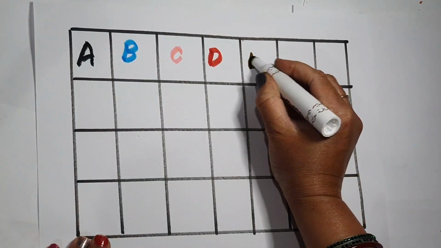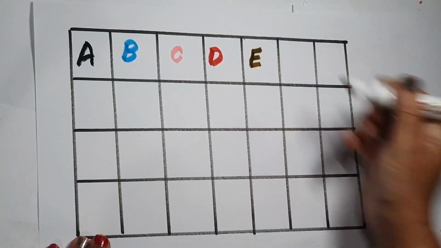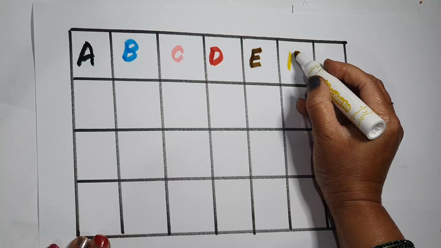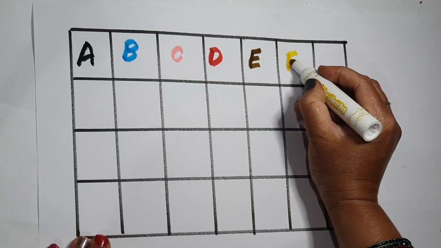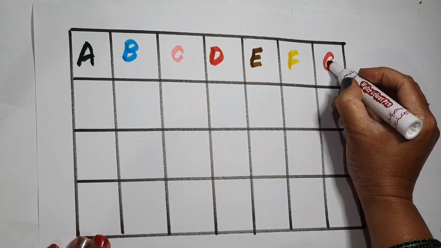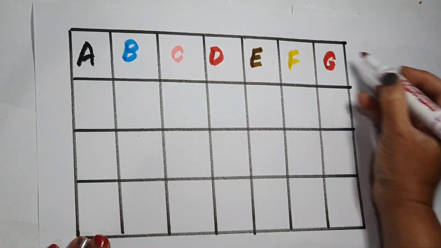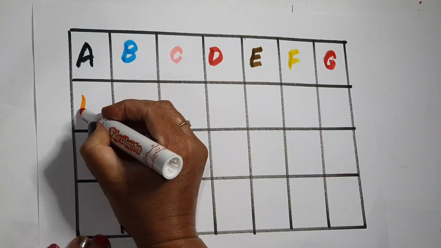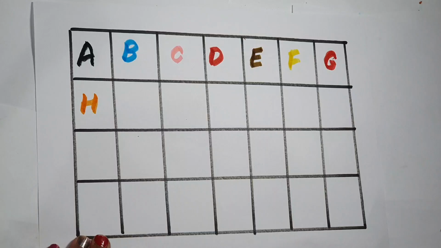E. E for eggplant. F. F for fish. G. G for goat. H. H for house.